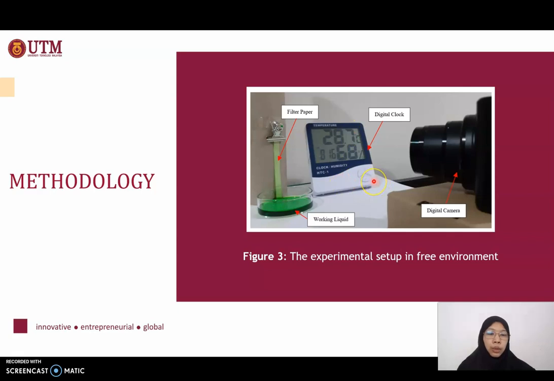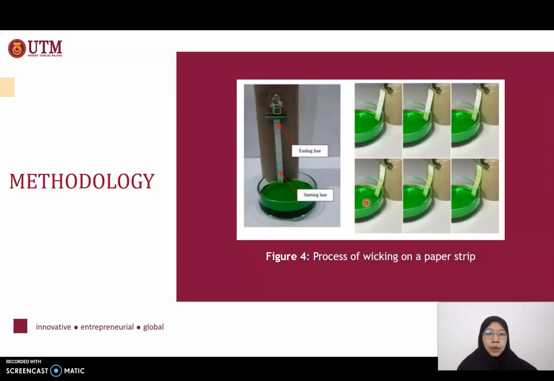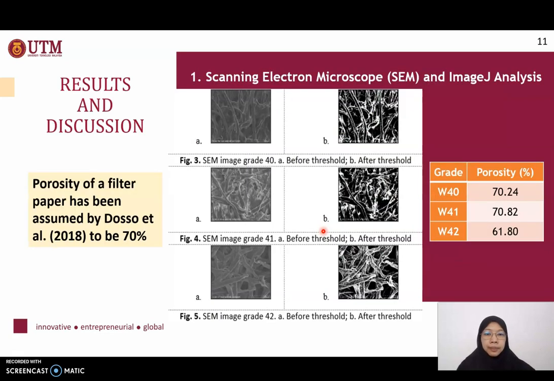So we need to control our temperature and also the humidity for our location. So this is how we can see, we can put the scale, okay, and then we can record the time taken.